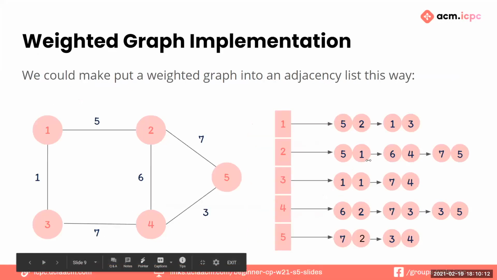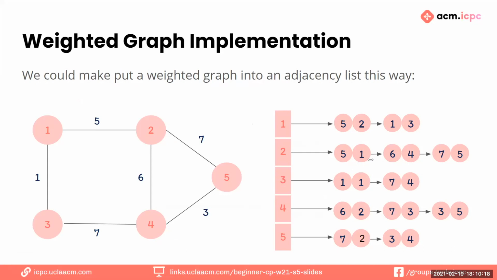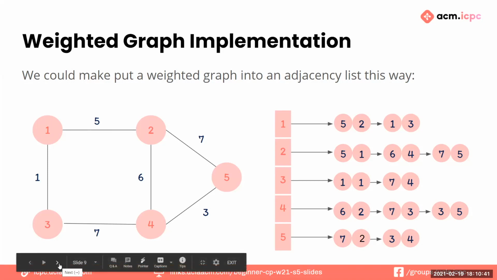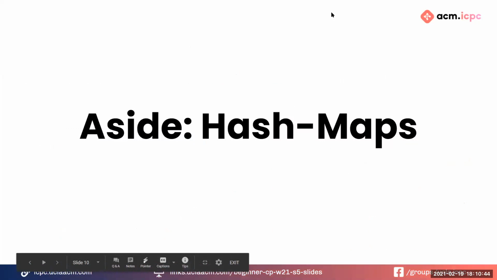And the implementation of weighted graphs is pretty similar. Instead of storing just the adjacent node, you also store the weight of the edge along with that node. So for example, 1 5 2 means 1 is adjacent to 2 with a weight of 5. And then 1 1 3 means 1 is adjacent to 3 with a weight of 1. So that's generally all you need to know from last workshop to get started with learning about trees. But before we do that, let's take a little detour and talk a little bit about hash maps.